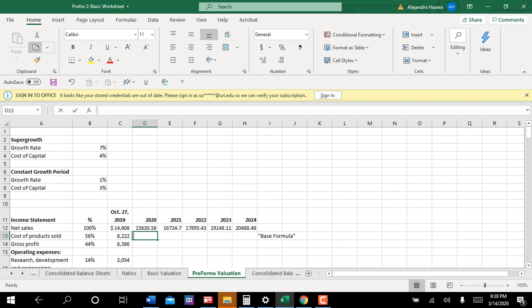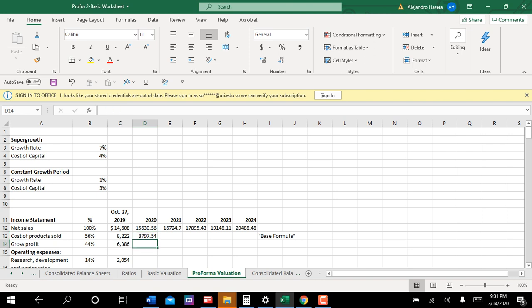Okay, so what I'm going to do is just open an equation, and I'll take the sales number, which is D12, and multiply that times the percentage, which is 56% in the percentage column. I'm going to see my result there, which is 8,797, 8,800 more or less.